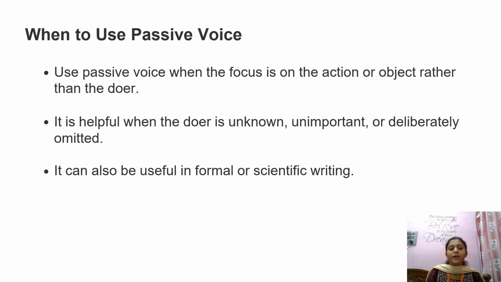And when to use passive voice? Use passive voice when the focus is on the action or object rather than the doer. It is helpful when the doer is unknown, unimportant, or deliberately omitted. It can also be useful in formal or scientific writing.